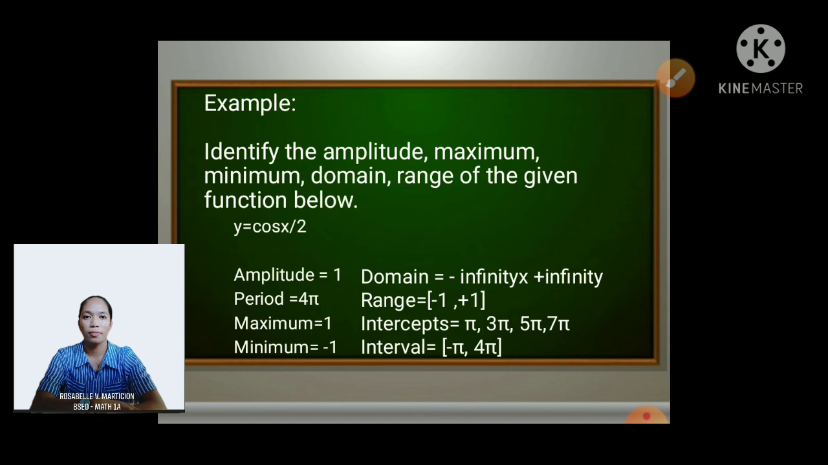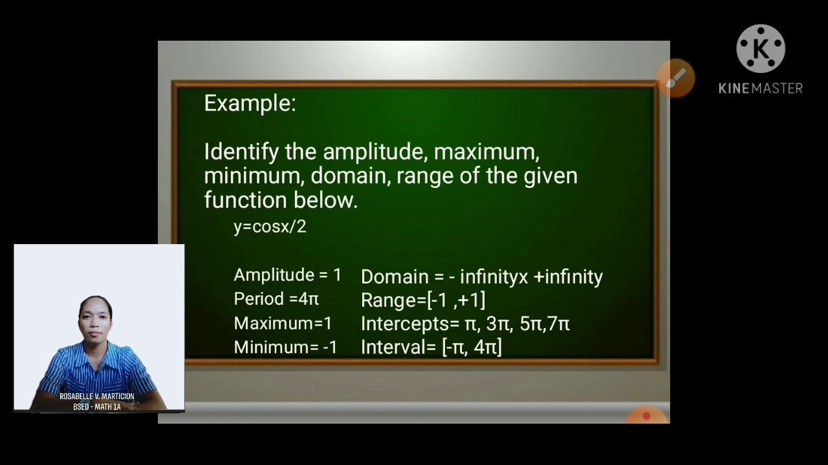So another example. Identify the amplitude, maximum, minimum, and domain and range of the given function below. The example is y equals cos x over 2. So the amplitude of this given is 1 and the period is 4 pi. The maximum is 1 and the minimum is negative 1.